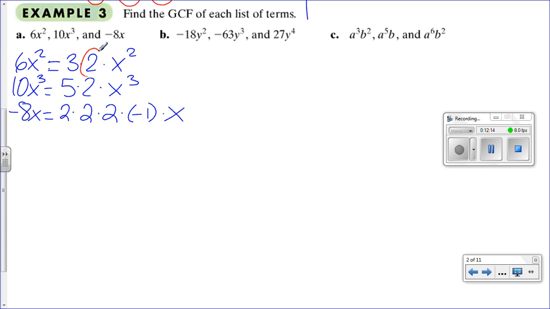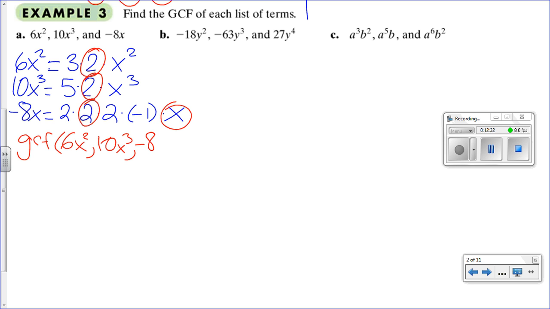And so they all have a 2 in common, right? That's it. That's all they have in common. And which will be the variable to the lowest exponent? Just x, right? So the GCF of 6x squared, 10x cubed, and negative 8x will be 2x.